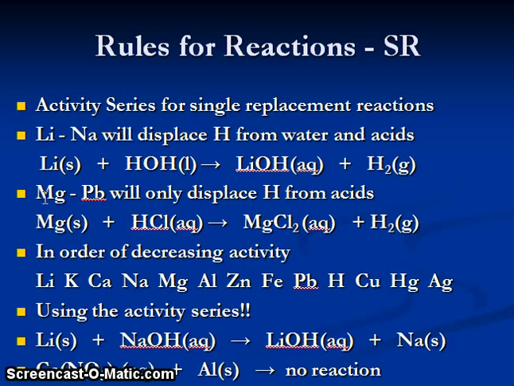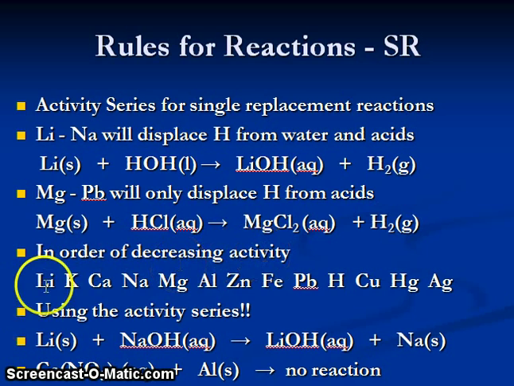Now, for the elements which are lower on the activity series, magnesium through lead, these are elements which will displace hydrogen only from acids. So, for example, if we have aluminum and put it into water, nothing will happen. But if we put it into acid, it will react. The same goes for magnesium. Put it in water, nothing will occur. If you combine it with an acid, for example hydrochloric acid here, we will form a compound, magnesium chloride, which dissolves in the remaining water that the hydrogen chloride was dissolved in, and we'll get the formation of a gas.